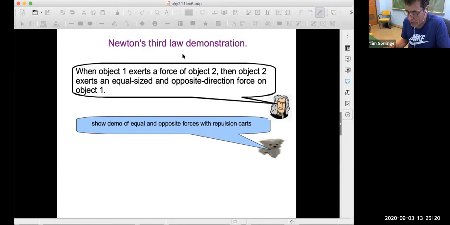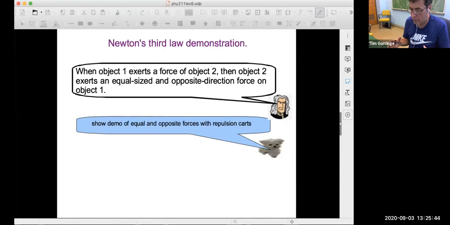So Newton's third law is sort of the oddball law, sort of an intriguing law. So imagine two objects, where one of them is exerting a force on the other one. Maybe this is two masses, right? Like the Earth and me. Earth's gravitationally pulling on me.